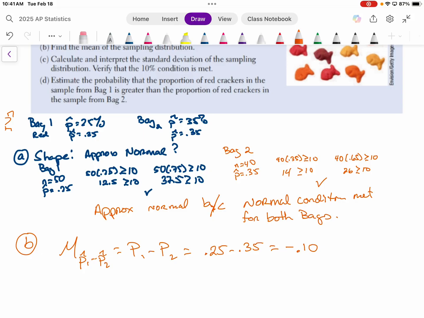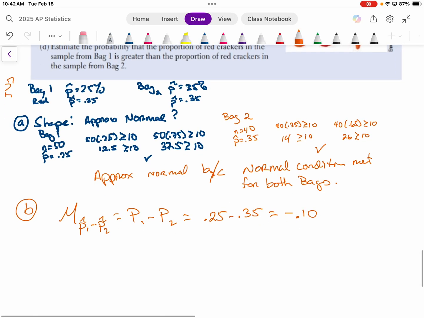It's okay to have a negative. When they tell you to find the difference between two things, pay attention to how they label it. Usually with the context, they'll say like bag 1 minus bag 2 or bag 2 minus bag 1. I've seen problems where they're doing the difference between males and females, and they'll say, hey, males minus females or something like that. So pay attention to how they phrase it, and that lets you know how to set up that part for the mean.